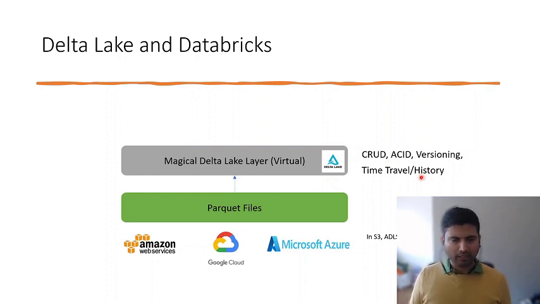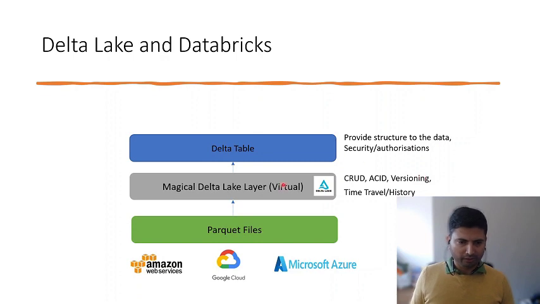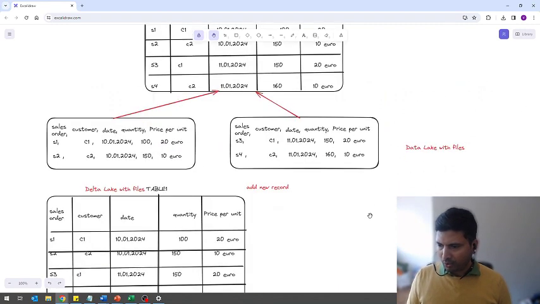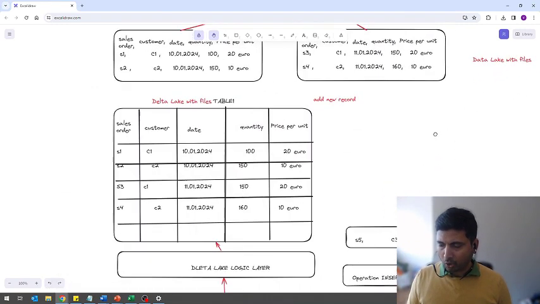But it would be interesting, how do they do that? Because at the end, what they're doing is Parquet files, a magical layer, and suddenly you have Delta table data, which gives you a structure to the data. It also gives you a lot of security and authorization advantages as well. So let's go back to the example here, to see how it really works on the ground.